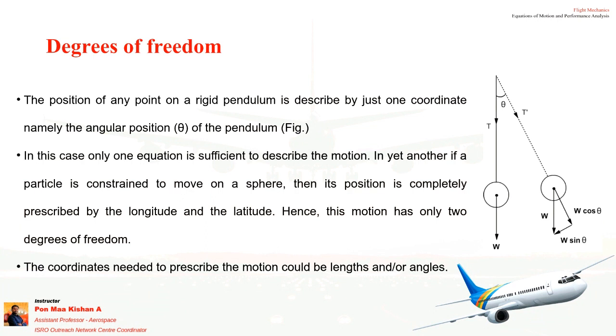The example given is the position of any point on a rigid pendulum. What is the meaning of rigid? Rigid is, if I have an aircraft, let me draw the aircraft here. Let me consider one point here and another point over here. The aircraft is flying, and the distance between the two points is called r, let's say small r.